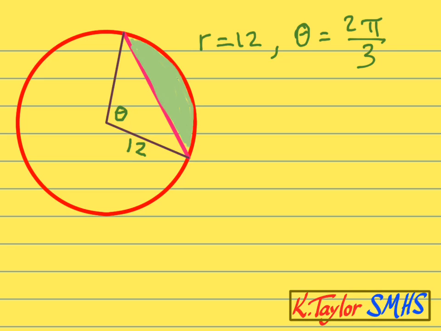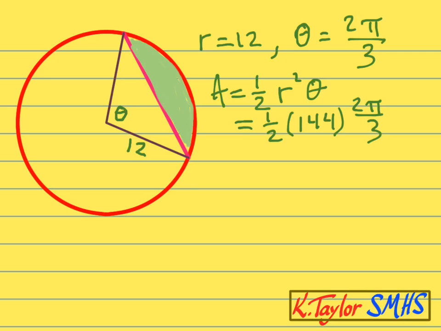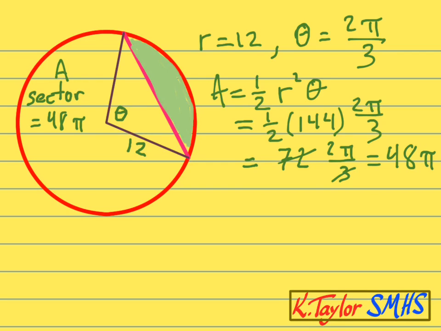Okay, so what I'm going to do first is find the area of the sector of that circle, and we've looked at that formula already. It's 1/2 r squared times theta. And remember, here it is very important that theta be in radians. It does not work if you use degrees. So putting those numbers in for r and for theta gives me that. I can work that out, 72 times 2 pi thirds, and I get 48 pi square units for the area of the sector.